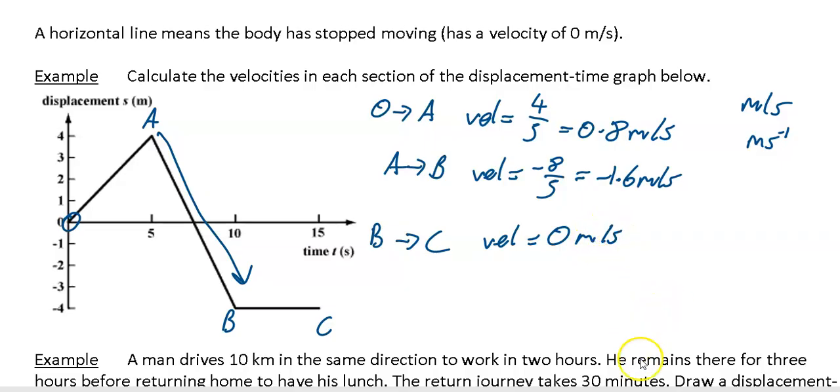So what you need to realize here is what it says up above here, a horizontal line. So let's just highlight this. A horizontal line means the body has stopped moving, so it has a velocity of 0 meters per second. But that's just the explanation of why that is. Anytime you see a horizontal line on a displacement time graph, a horizontal line represents a velocity of 0.